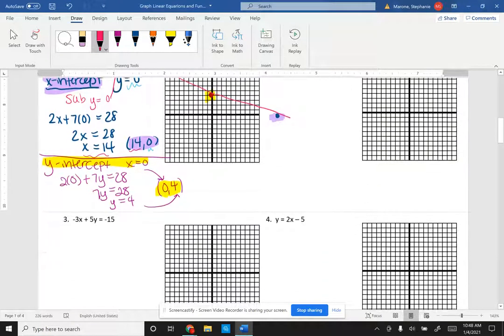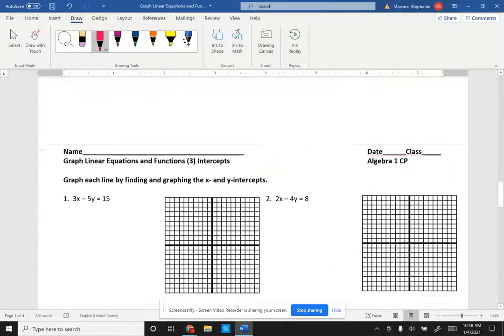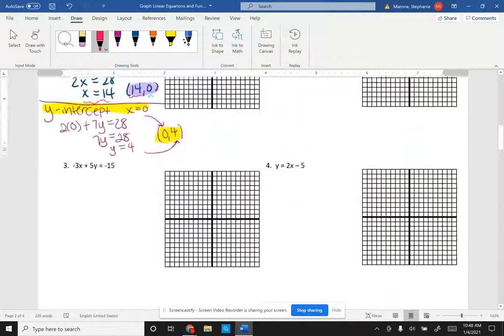So what I'm going to do is go through and do that for all the other ones, the next 5, on the next video, and then you can do the practice work and check your answers.